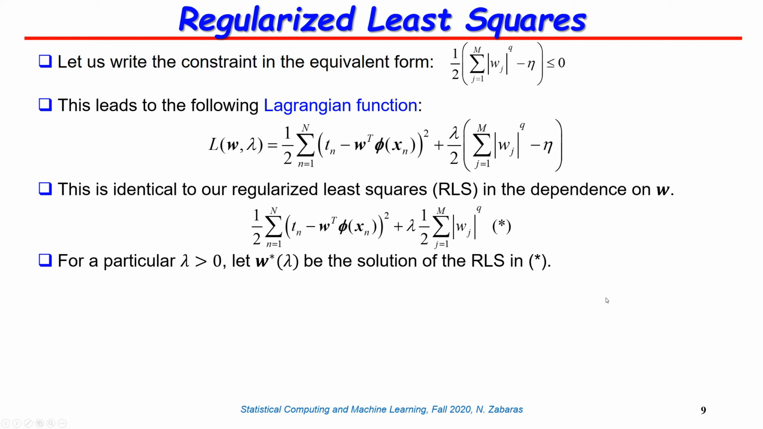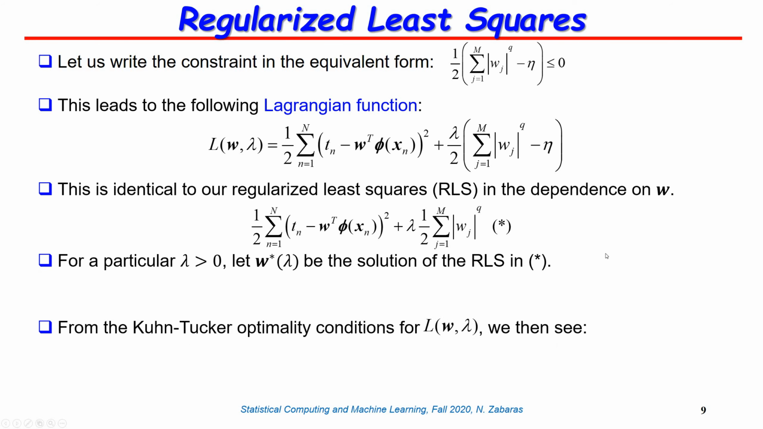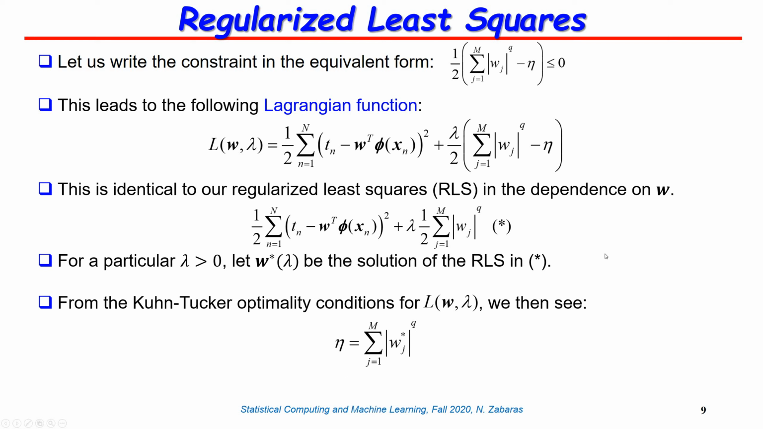Now if I go back to the Lagrangian function, what you also need to satisfy is that lambda times the constraint has to be equal to 0. This is one of what are called the Karush-Kuhn-Tucker conditions. So in this particular case, the constraint has to be satisfied, so eta has to be equal to this summation, where my W here is the optimal W that I calculated from the regularized least squares problem solution.